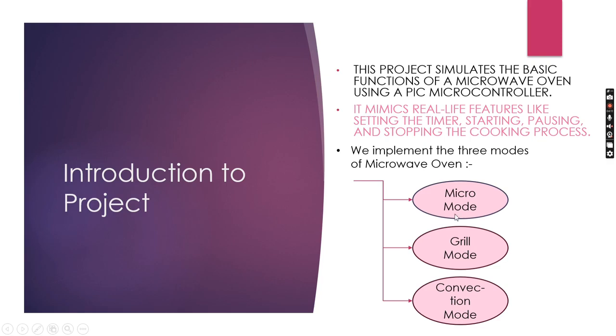mode. In micro mode, the timer is set to 60 minutes and the cooking process is done in this time duration. It is a traditional type of mode, like we are cooking food on our gas burner. It is the same as a traditional mode.